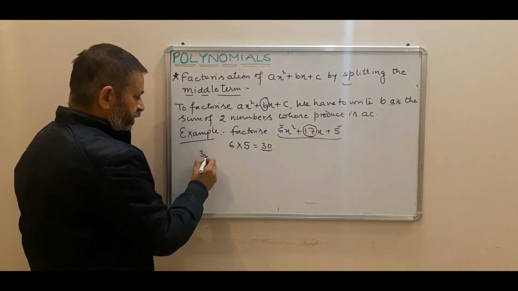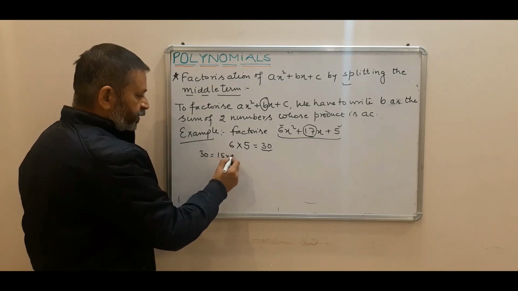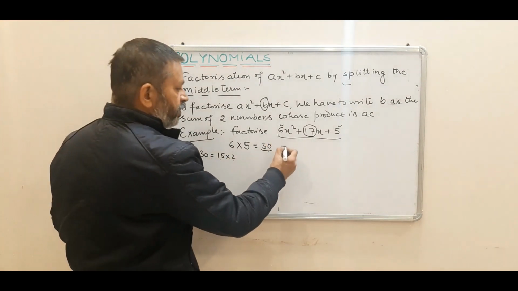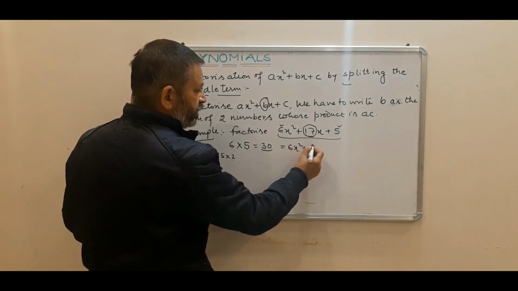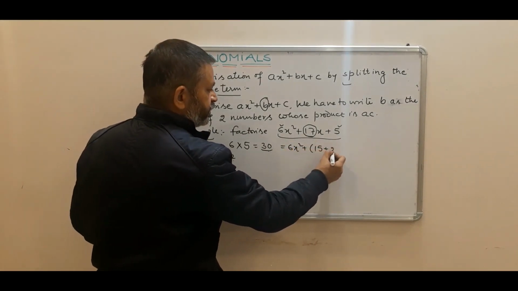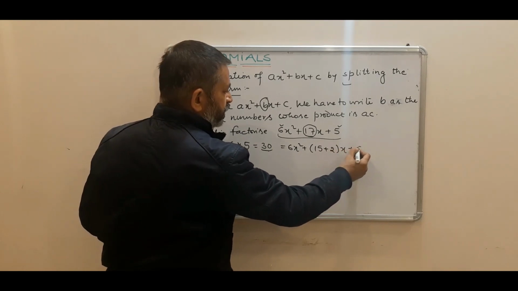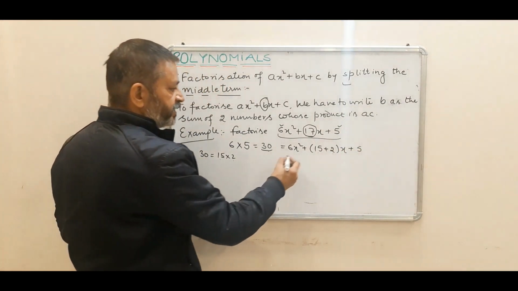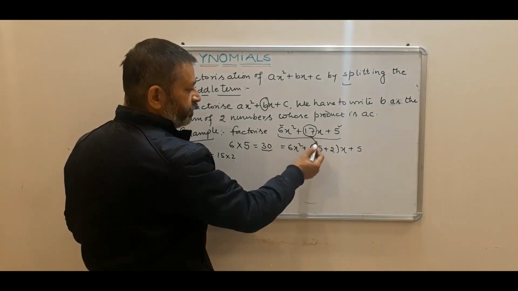So 30 is 15 into 2, and if we add 15 and 2 we are getting 17. So we'll write this 17 as 15 plus 2. You can check that the product of 15 and 2 is 30 and their sum is 17. This is how we are splitting the middle term.